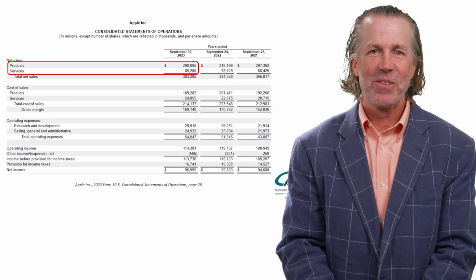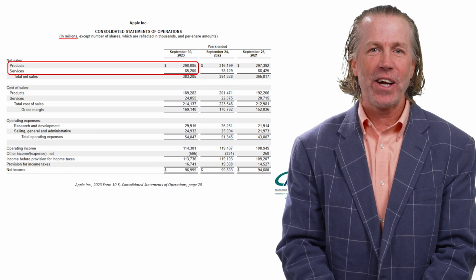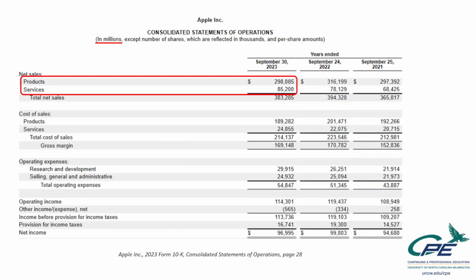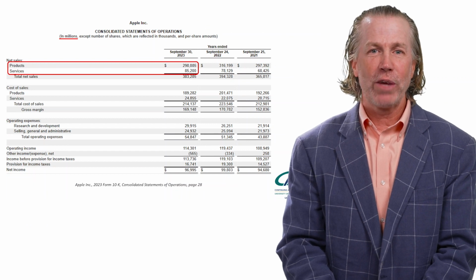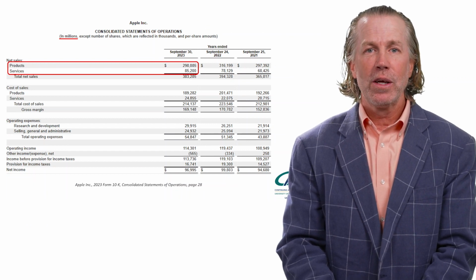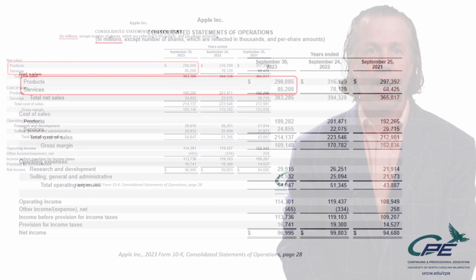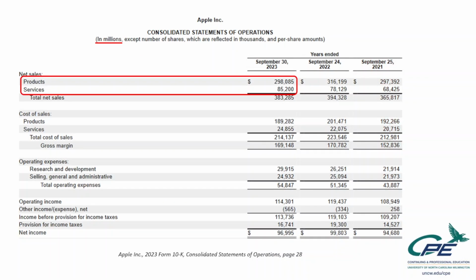I tricked you. There's actually an indicator at the top that all amounts are in millions, which many large companies do in their financial statements. So the product sales revenues for 2023 were actually $298 billion. Now that is a huge number. Most of Apple's revenue still comes from product sales, but an increasing percentage is being derived from services, likely from streaming services such as Apple Music and Apple TV.